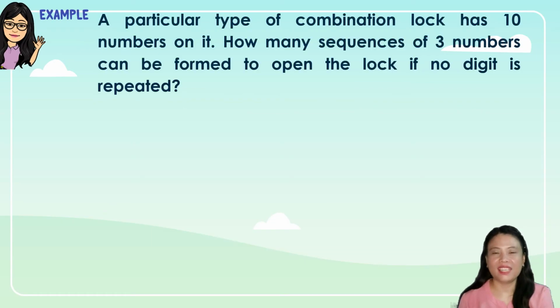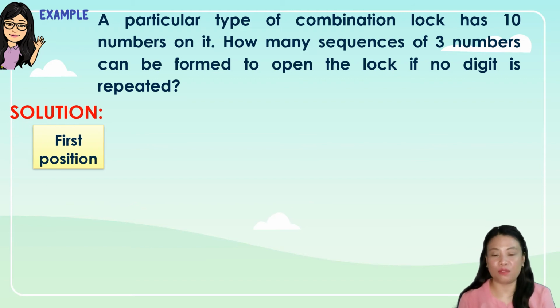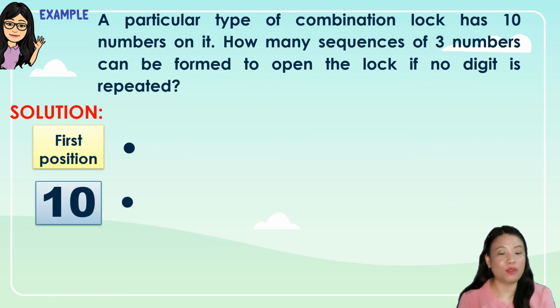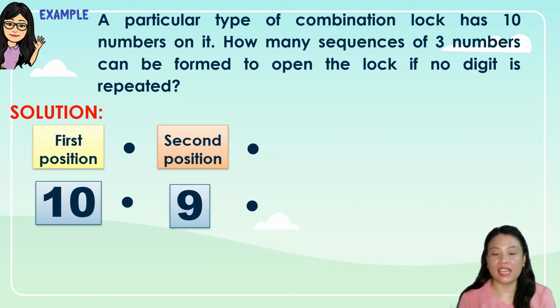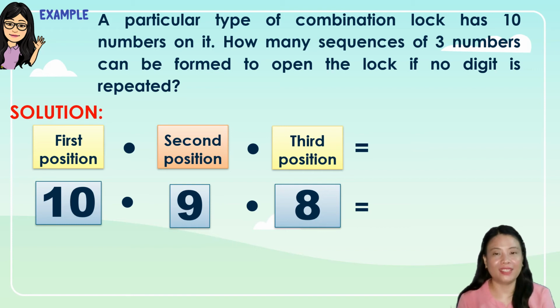More examples. Let's try this one. A particular type of combination lock has 10 numbers on it. How many sequences of 3 numbers can be formed to open the lock if no digit is repeated? Solution. There are 3 positions to be filled. Since there are 10 digits, the first position can be filled in 10 ways. The second position in 9 ways. And the third position in 8 ways. Because no repetition is allowed.